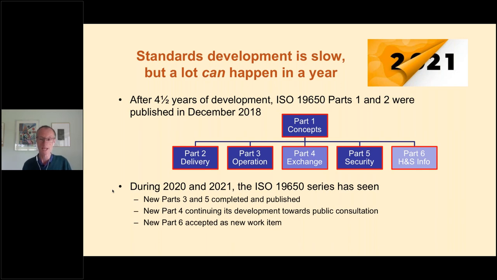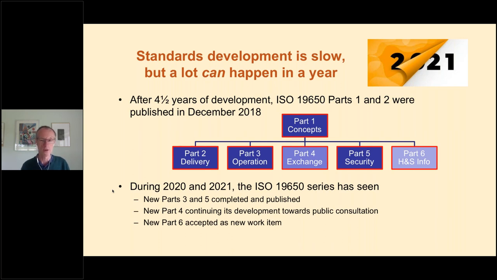But actually, quite a lot has happened in the last couple of years, and indeed just in the last 12 months. We've had two new parts published and completed, so parts 3 and 5. We've had part 4 continuing its development. I'll say a little bit more about these in a moment. And as Anne mentioned earlier on, we've got the newest part 6 starting its journey towards ISO publication.